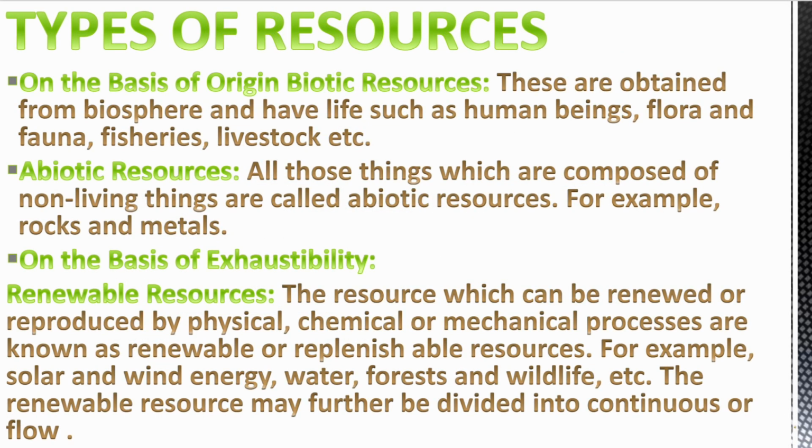Types of resources. On the basis of origin: biotic resources. These are obtained from biosphere and have life, such as human beings, flora and fauna, fisheries, livestock, etc. Abiotic resources. All those things which are composed of non-living things are called abiotic resources. For example, rocks and metals. On the basis of exhaustibility: renewable resources.